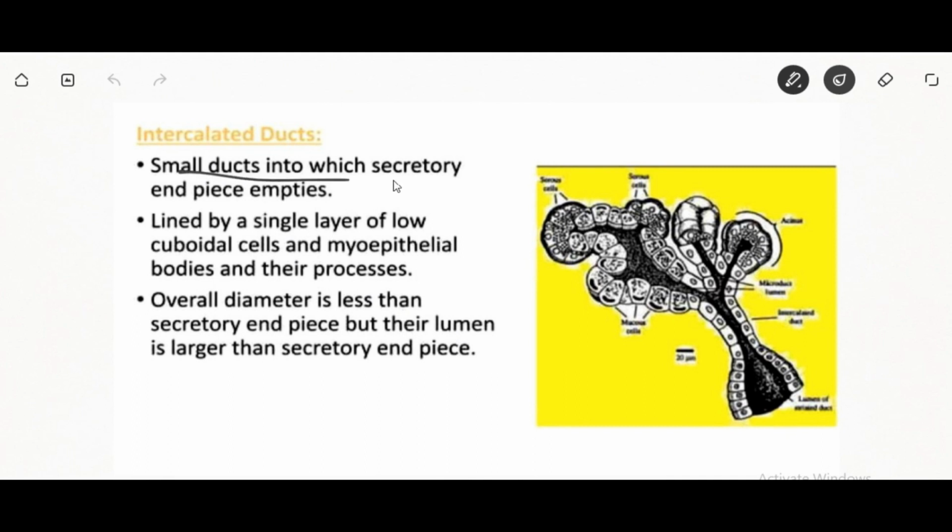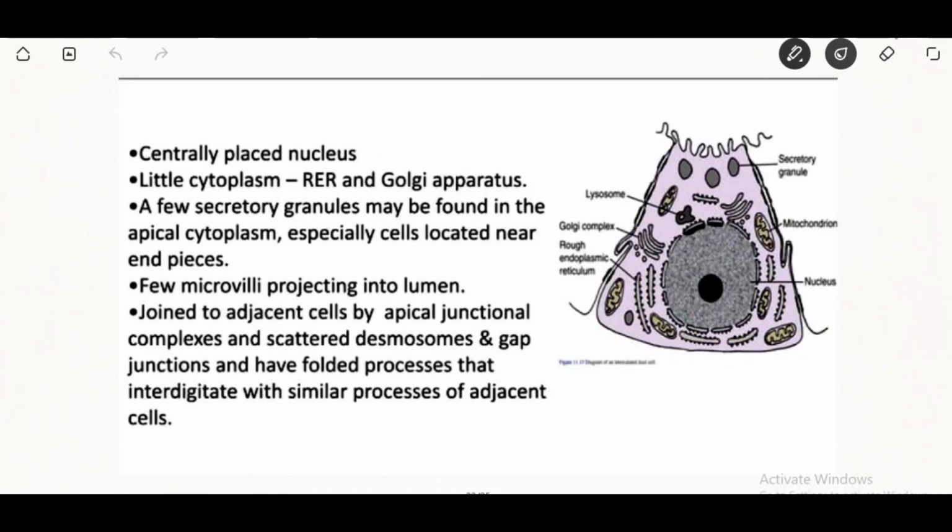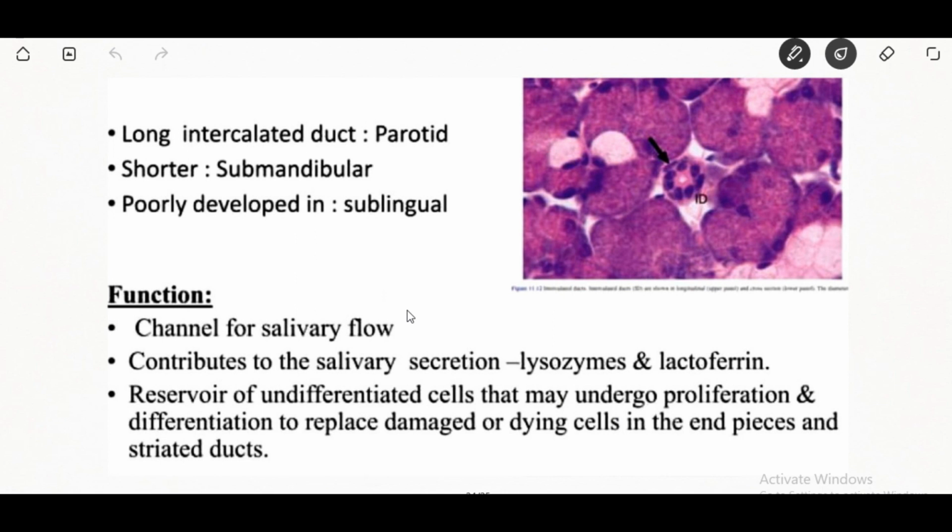The intercalary ducts are the small ducts into which the secretory end piece empties. They are lined by a layer of low cuboidal cells and epithelial bodies and their processes. Their lumen is larger than the secretory end piece. They have a centrally placed nucleus with little cytoplasm, rough endoplasmic reticulum, and Golgi apparatus. There are few microvilli projecting into the lumen. They are joined to adjacent cells by apical junctional complexes and scattered desmosomes and gap junctions.